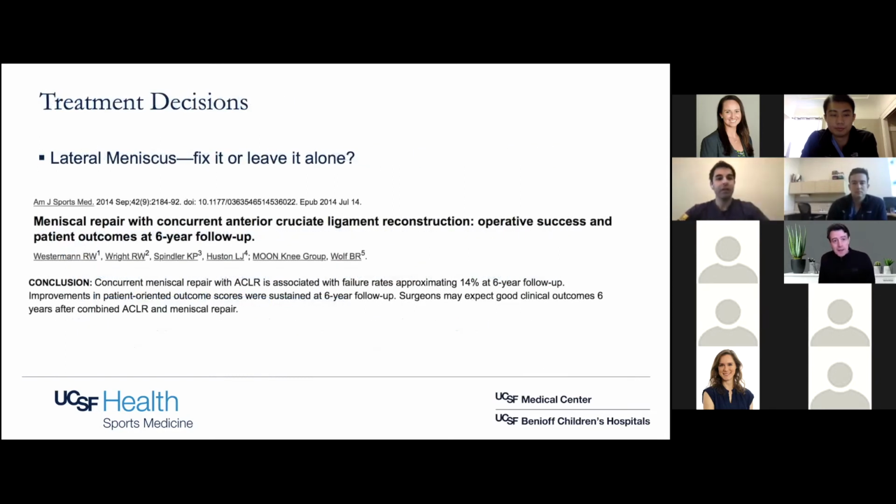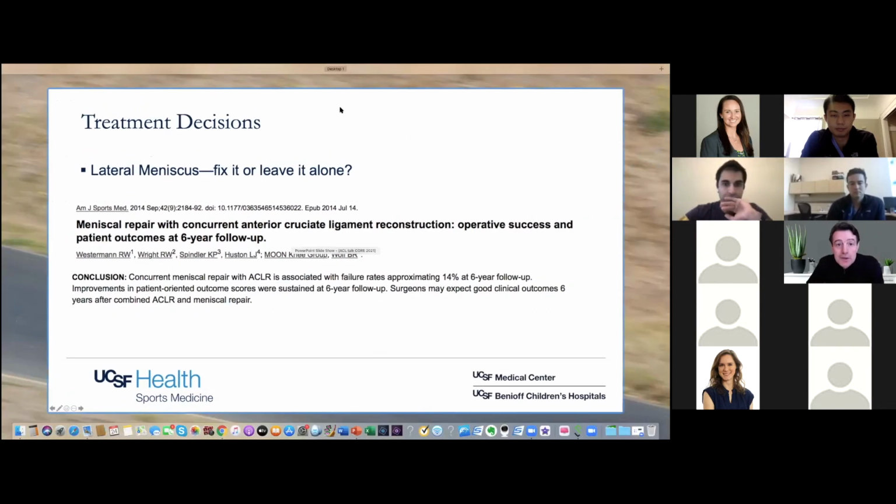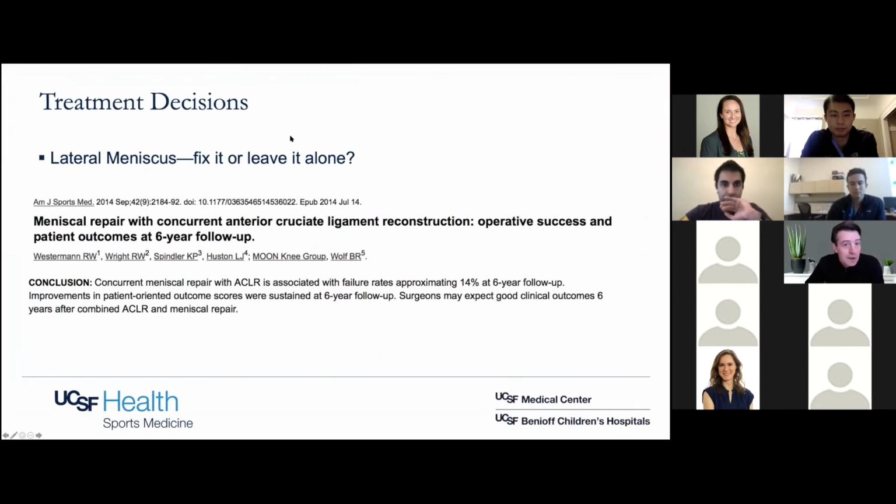What about the lateral meniscus, right? I think that we almost always repair the medial meniscus if it's torn at the time of the ACL. Can we leave it alone? Let's say you have an ACL tear and you have a small lateral meniscus tear. Alex, can you leave it alone? I mean, you do get improved meniscal healing rates if they're done at the time of ACL.